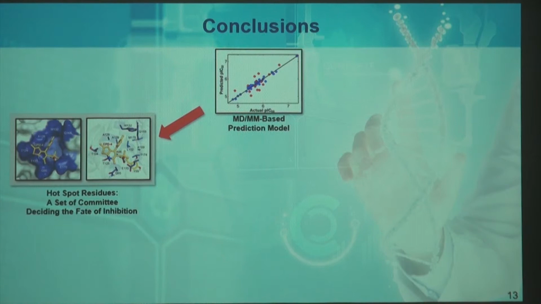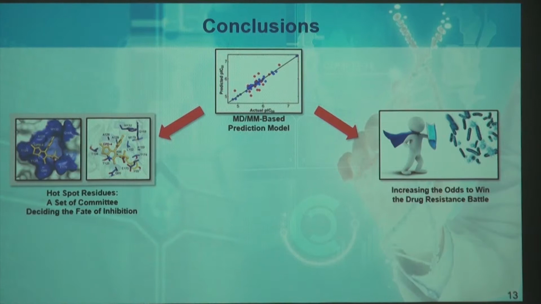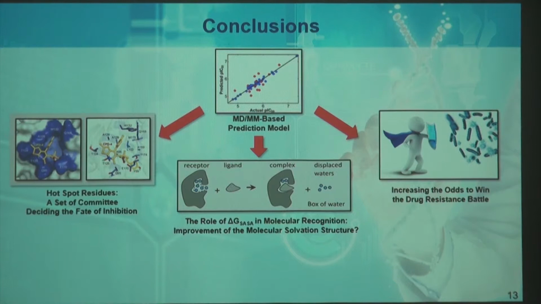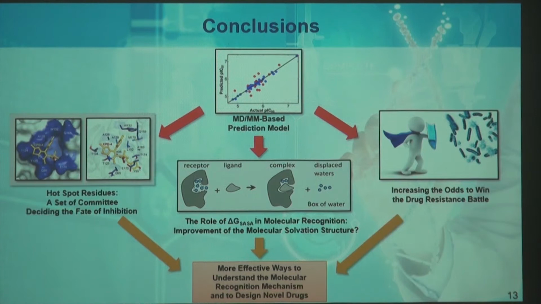Furthermore, this key residue can be used to build a mutant protein and to decide a more effective drug to overcome drug resistance. And lastly, SASA energy is very useful for researchers to improve the molecular solvation structure in order to understand correctly about molecular recognition. This knowledge gives us an opportunity to have a more effective way to understand the molecular recognition mechanism and to decide the novel drug in the near future.